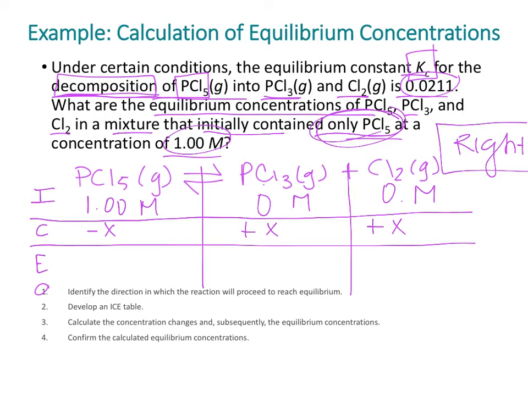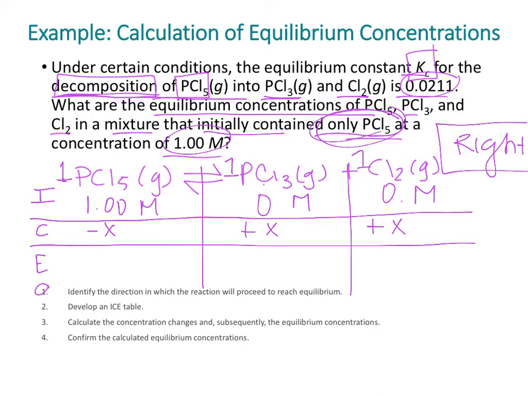And the fact that everything is 1-to-1, right? 1 PCl5 to 1 PCl3. That's why I don't have any numbers in front of those X's. But if you did, you would put those there. But in this case, everything's 1-to-1. So now we have that.